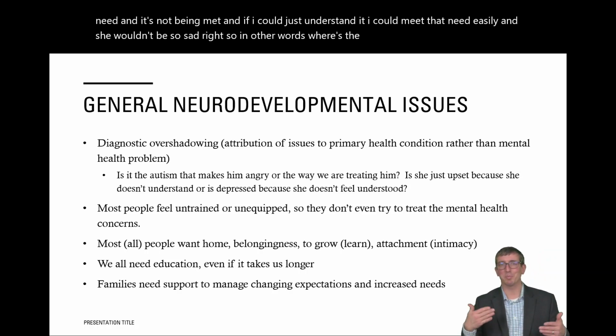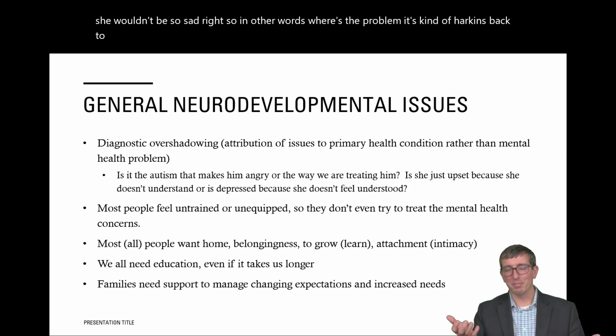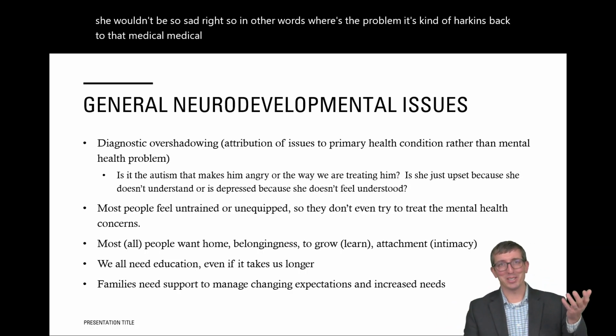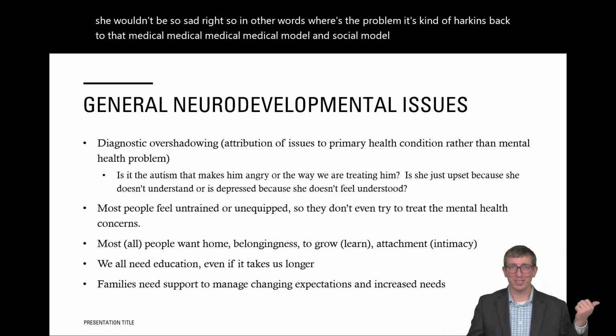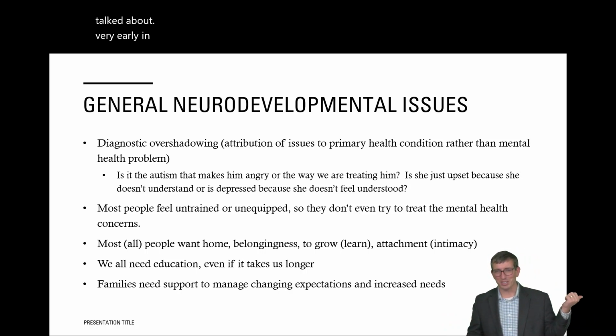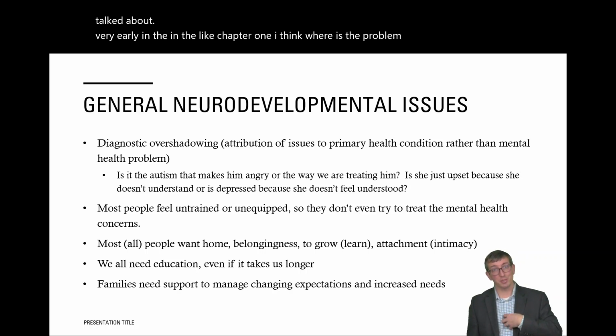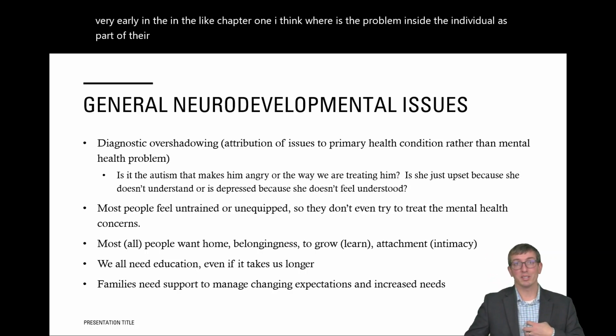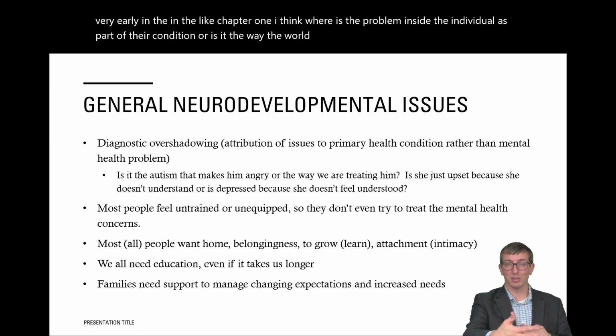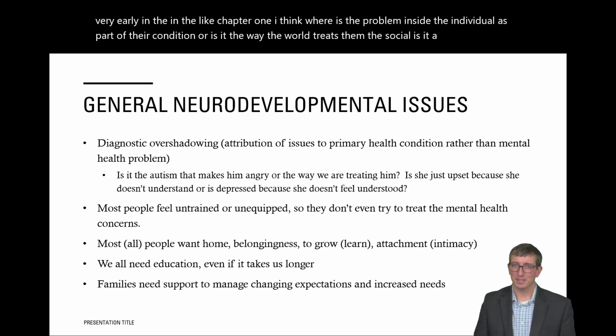It kind of harkens back to that medical model and social model stuff that we talked about very early in chapter 1, I think. Is the problem inside the individual as part of their condition, or is it the way the world treats them? Is it a social problem? It kind of relates to that kind of thing.